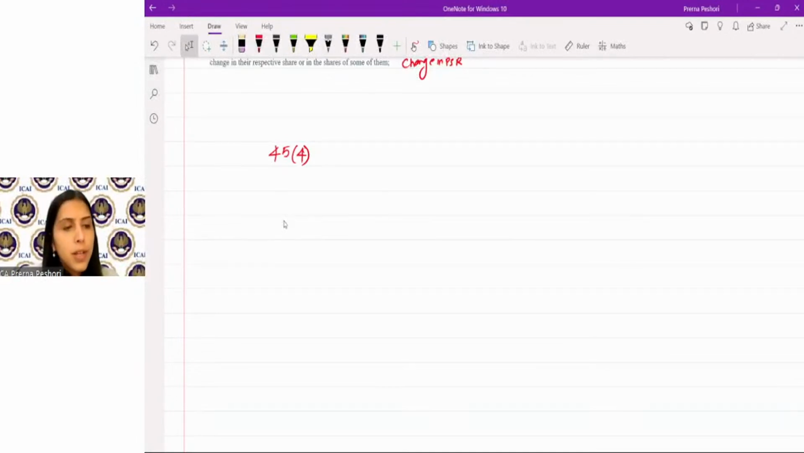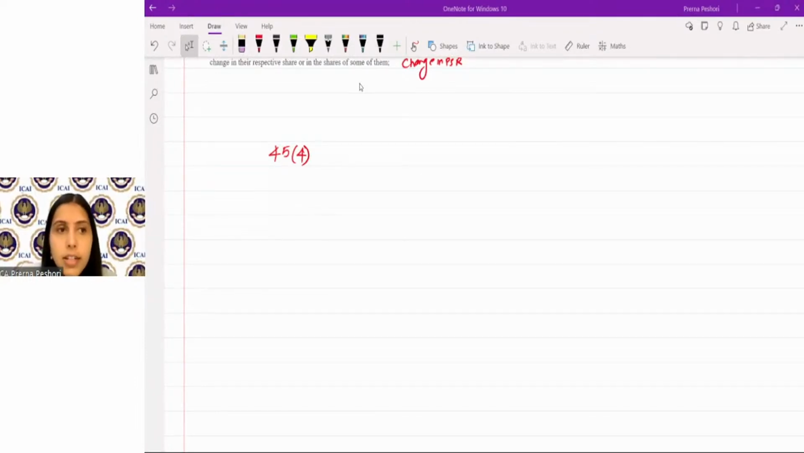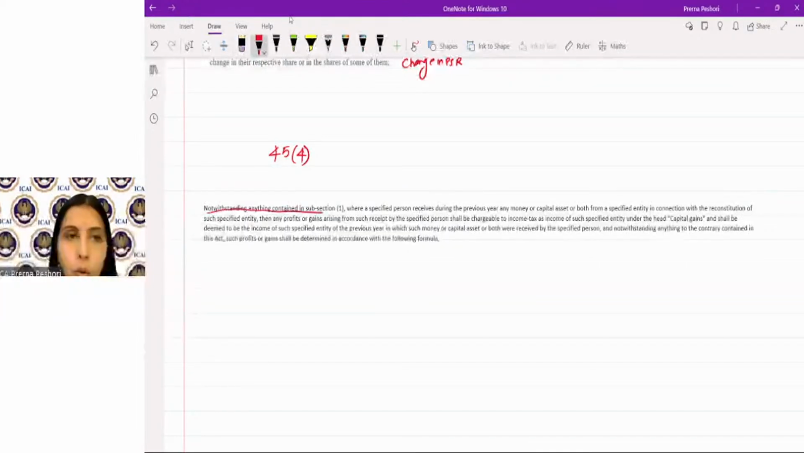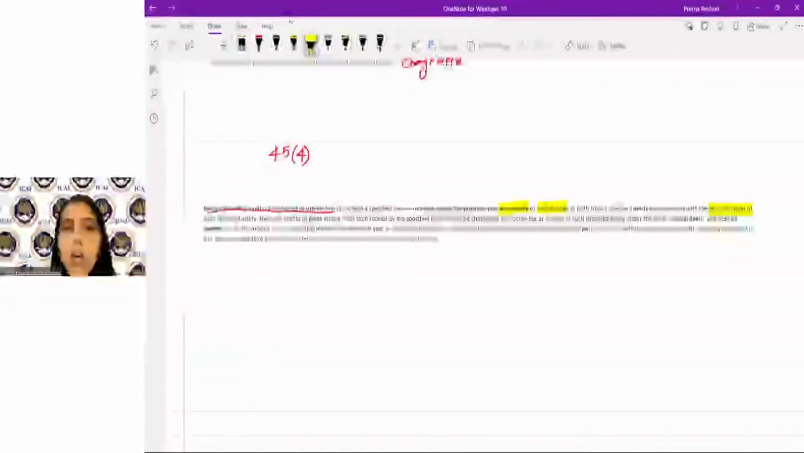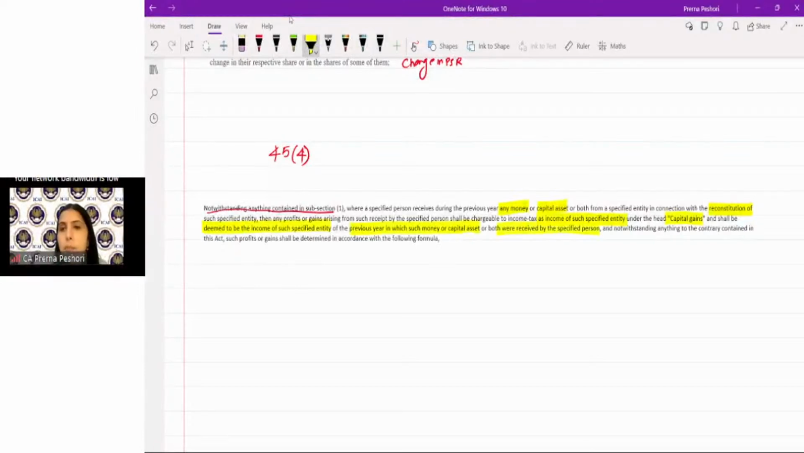Now what does 45.4 provide? Let's try and understand. So 45.4 again is a specific section, a specific charge, right? It overrides the general charge. Notwithstanding anything contained in subsection 1, meaning it overrides the general charge. Clear? Where a specified person receives money or a capital asset in the previous year in which such money or capital asset were received by the specified person.